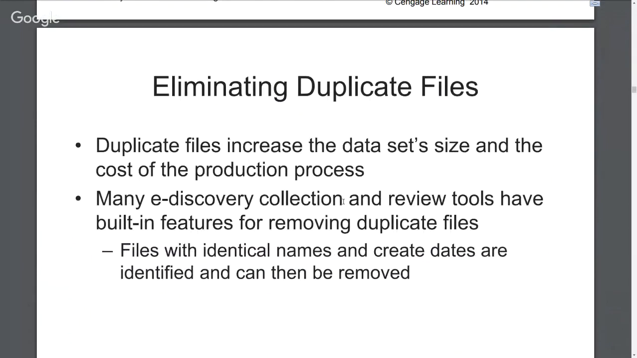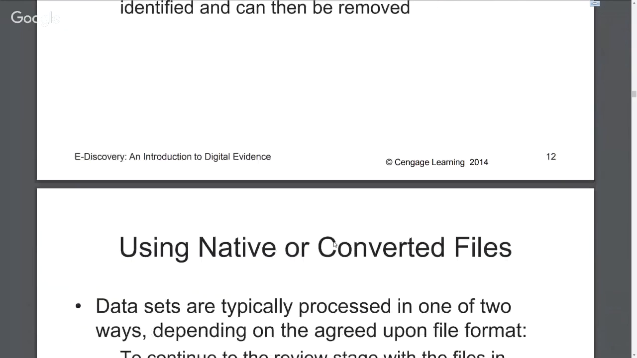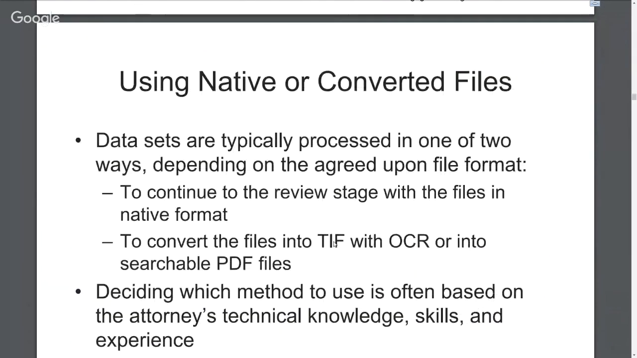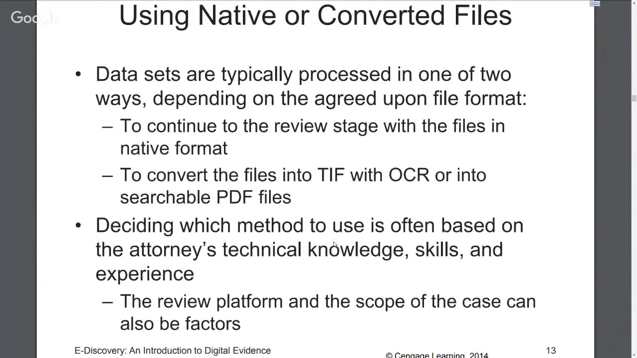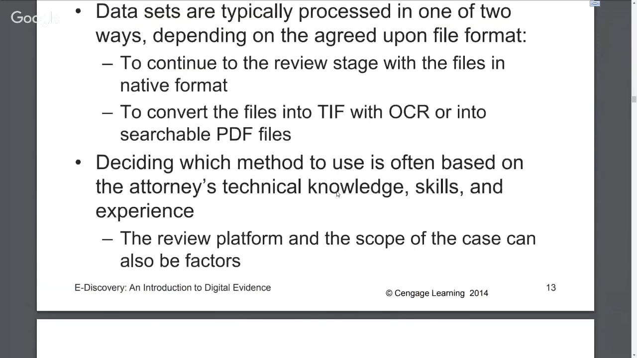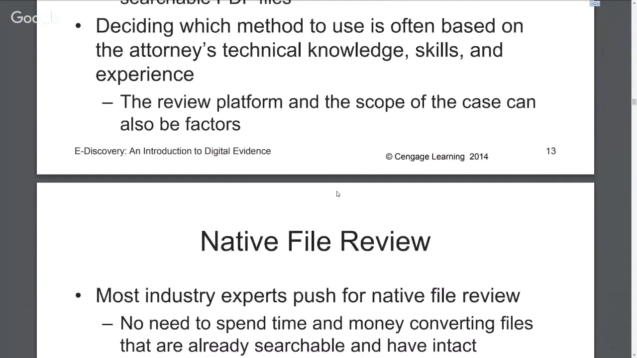Eliminating duplicate files decreases both the size of the data set and the cost of the production process. Many e-discovery collection and review tools have built-in features for reducing duplicates, with identical names and dates, which can then be filtered and removed if necessary. Native files are typically processed in one of two ways, depending on the agreed-upon format: continue to the review stage, or convert to a TIFF with optical character recognition or into searchable PDF files. Deciding which method is often based on the attorney's technical knowledge, skills, experience, or who they've contracted. The review platform and scope can also be factors.